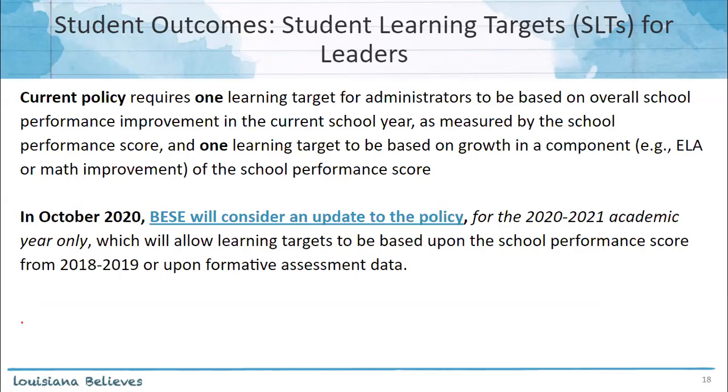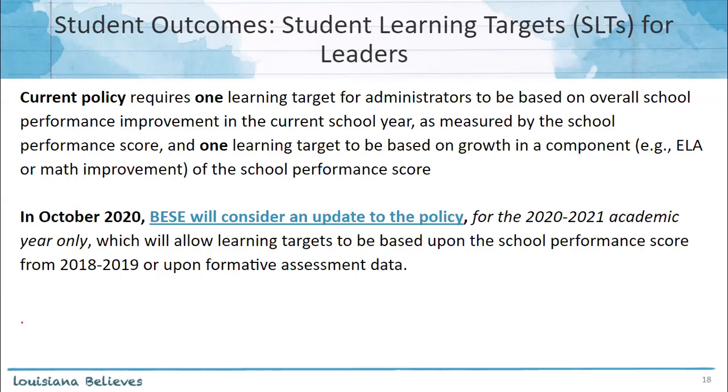Now we're going to move to the leaders. Current policy requires one learning target for administrators to be based on overall school performance improvement in the current school year, as measured by the SPS score, and one learning target to be based on a growth in a component like English or math of the SPS score.